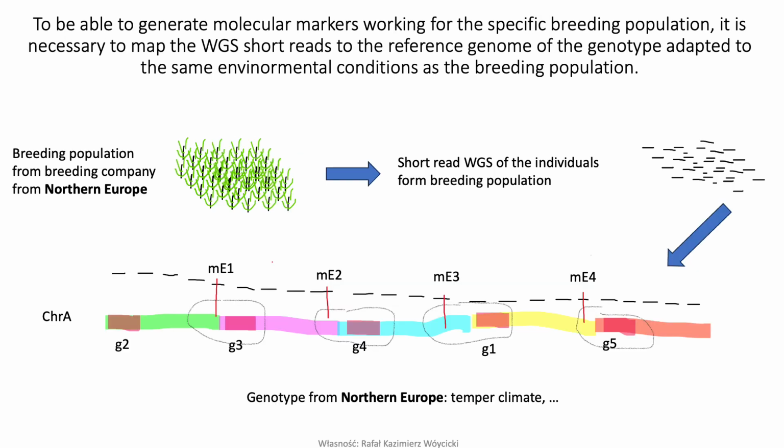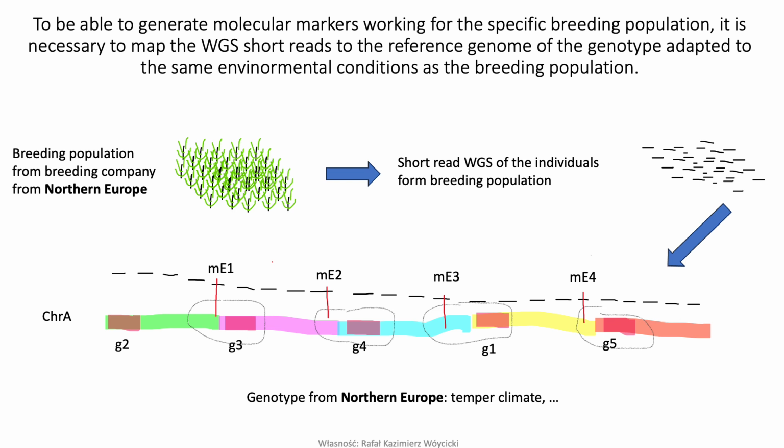So now, to be able to generate molecular markers working for the specific breeding population, it's necessary to map the WGS short reads to the reference genome of the genotype adapted to the same environmental conditions as the breeding population. So first, it's very important to create the de novo reference sequence of the genotype from, in this example, the Northern European climate, and then map the short reads to this new specific reference.